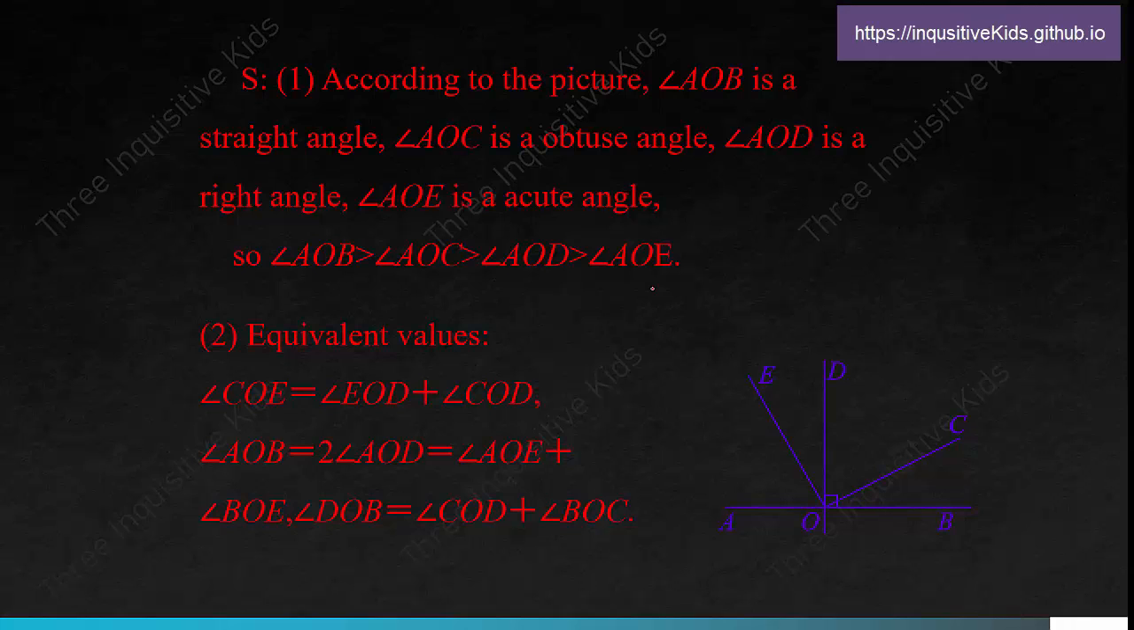Angle COE is equal to EOD. COE is equal to EOD plus COD. Angle AOB is equal to 2 times AOD, which is also equal to AOE plus BOE. DOB is equal to angle COD plus angle BOC.